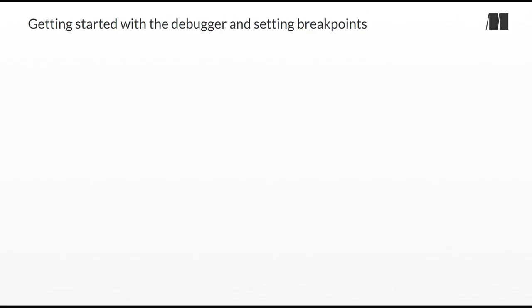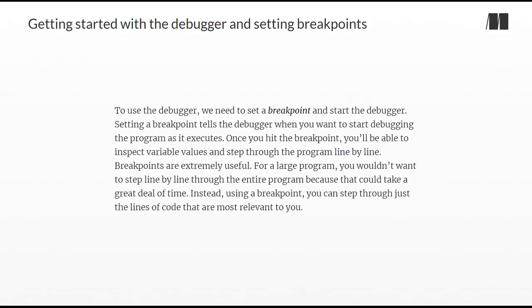Getting started with the debugger and setting breakpoints. To use the debugger, we need to set a breakpoint and start the debugger. Setting a breakpoint tells the debugger when you want to start debugging the program as it executes. Once you hit the breakpoint, you'll be able to inspect variable values and step through the program line by line. Breakpoints are extremely useful. For a large program, you wouldn't want to step line by line through the entire program because that could take a great deal of time. Instead, using a breakpoint, you can step through just the lines of code that are most relevant to you.